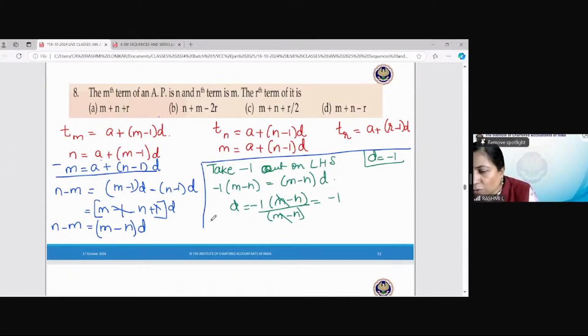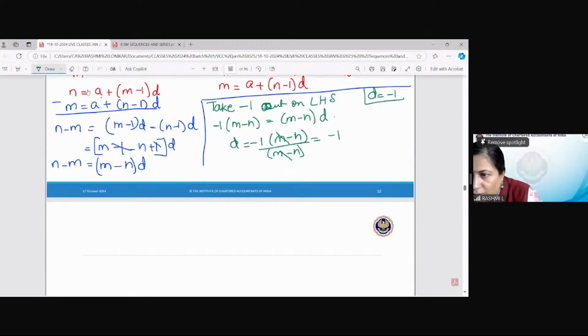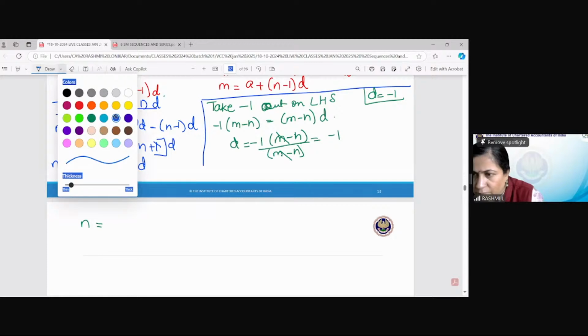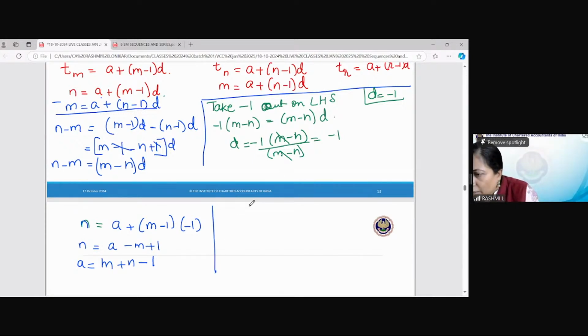So I have the equation n is equal to a plus m minus 1 into D. I put the minus 1 for D here. So n is equal to a, minus 1 into m becomes minus m, and minus 1 into minus 1 becomes plus 1. Taking the minus m plus 1 to the other side, a becomes m plus n minus 1.